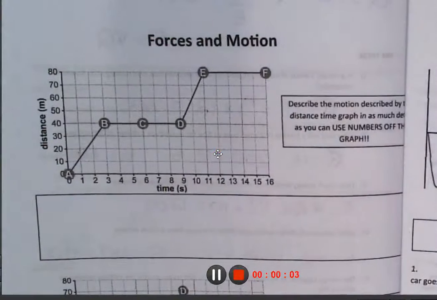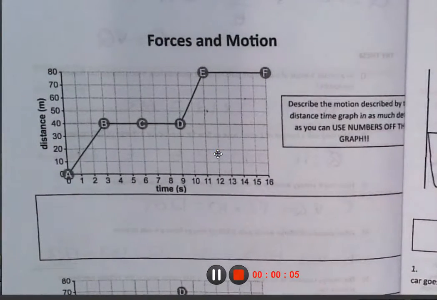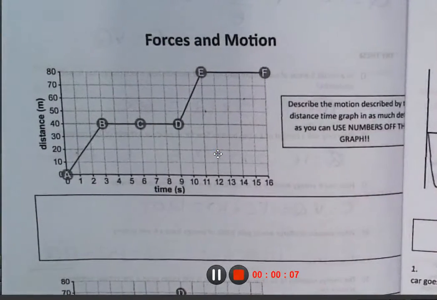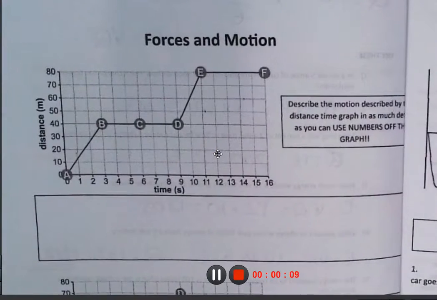Hello, these are the answers to page 6, Forces in Motion. So make sure you correct your work, and remember your new teacher next year is going to have a look at these booklets for you, so it'd be great to see your work corrected in them.